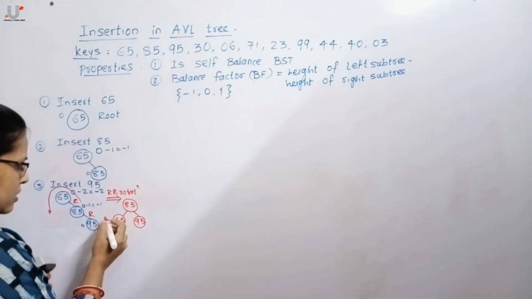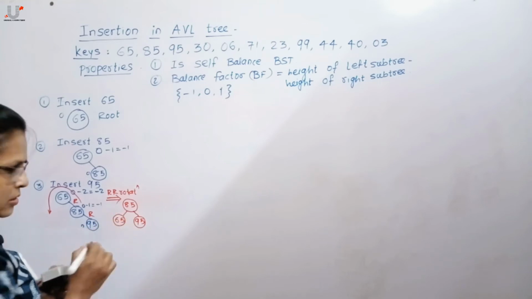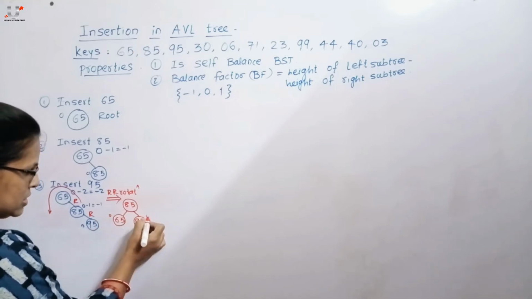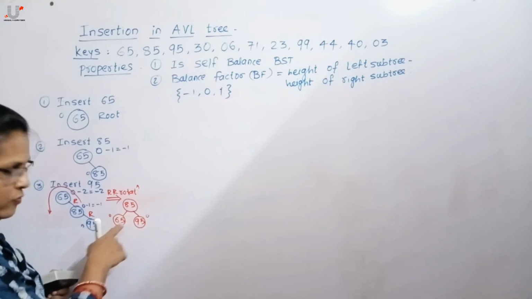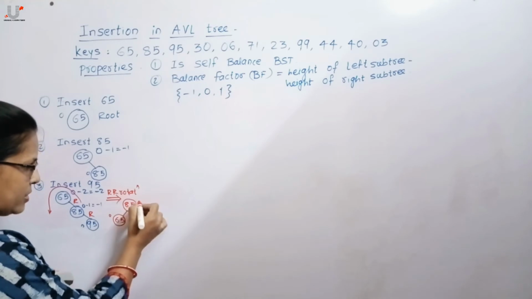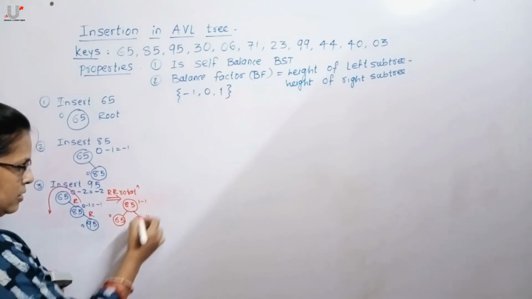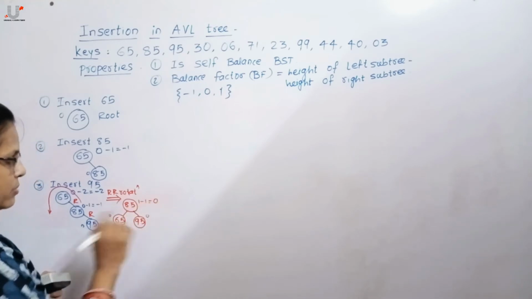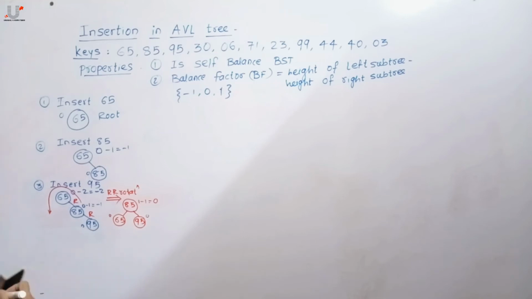Now we again have to check the balance factor. The balance factor for a leaf node is 0, and for 85, the height of the left subtree minus the right subtree is 1 minus 1, so the balance factor is 0. That means the tree is balanced. Next, we have to insert 30.